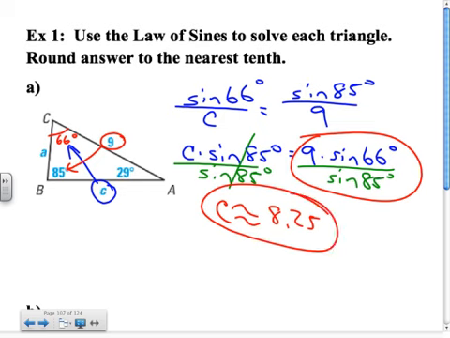Okay, and again I go back to my problem. I say, does that make sense? Well, this angle 66 is pretty close to 85, so this C should be pretty close to that 9. 8.25 is pretty close to that 9. I'm pretty sure our answers all make sense. Okay, I don't know if they're 100% right, but I know they definitely make sense in the context of the problem.